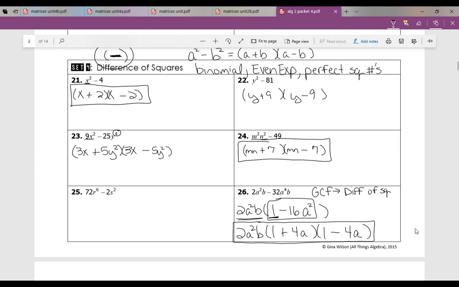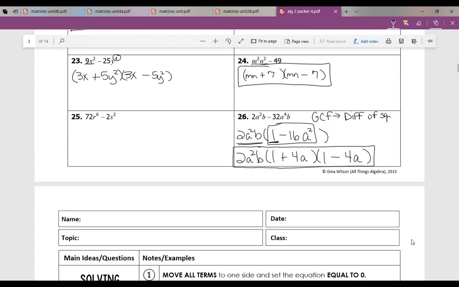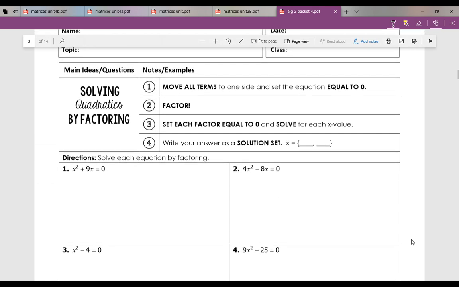All right, now we're going to do all this again when it comes to solving quadratics by factoring. They give you steps, flat out steps. It says move all terms to one side and set the problem equal to 0. So we're going to move everything to one side. Then you're going to factor. Everything on this page will factor. Okay? Then once you get it factored, this is the next step. You're going to set each factor equal to 0 and solve the little bitty equations. And then you will write your answer in this format.